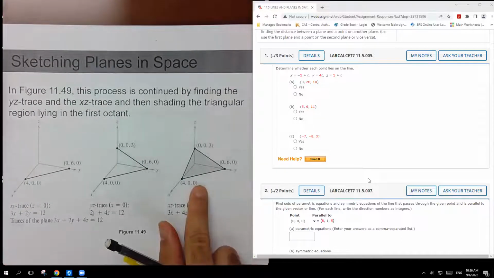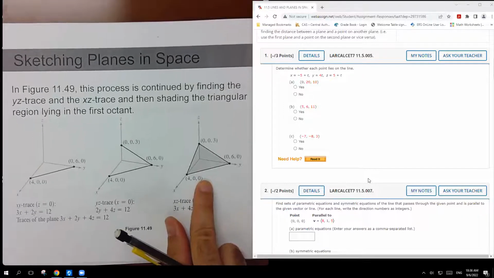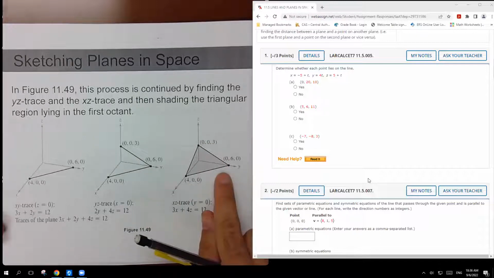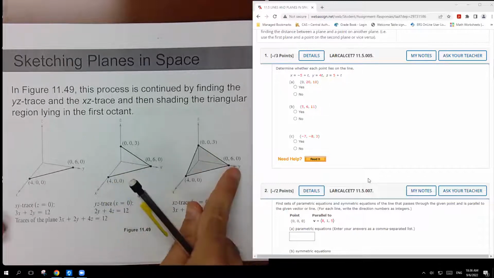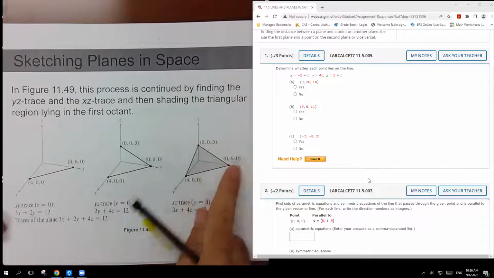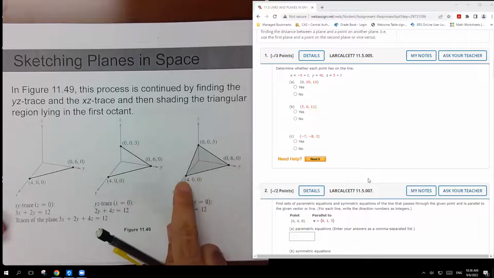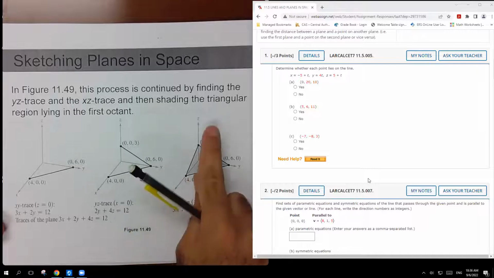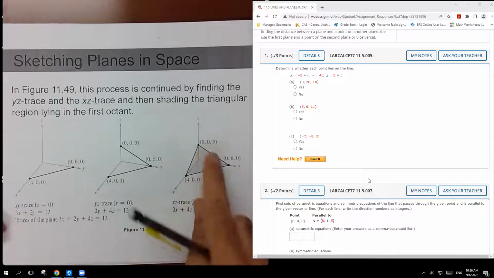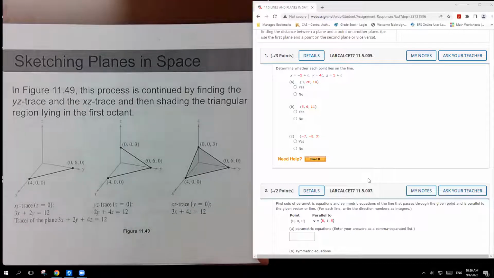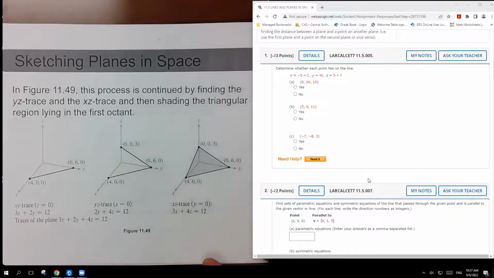Here's the final graph. So this is the graph for the trace. You see these points, 0, 0, 3. Between the YZ trace, we get these 2 points. Between the XY trace, we get these 2 points. Between the XZ trace, we got these 2 points. Put these points together, this one's going to be the graph for the plane. Okay?